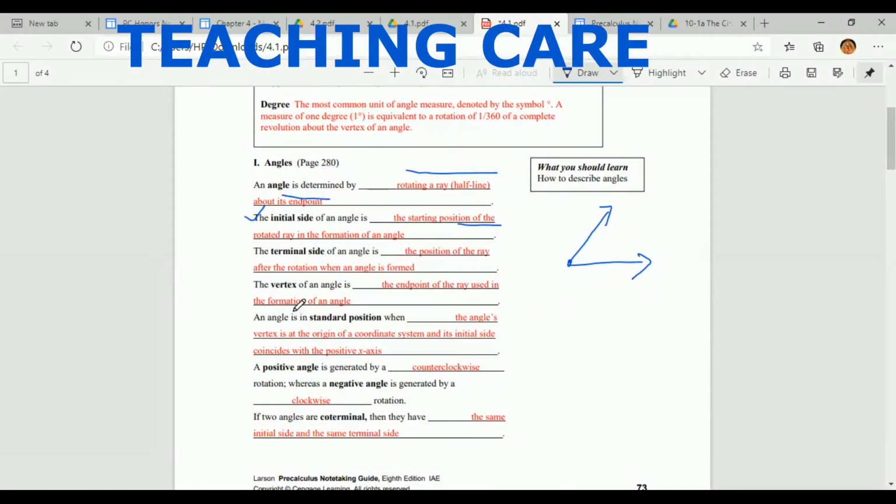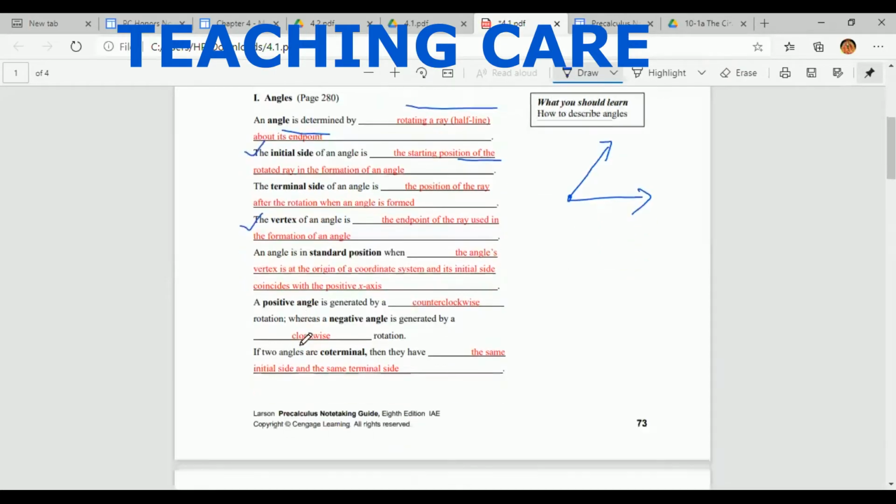Then coming to what is the vertex of an angle. Vertex is the endpoint of the ray, where an angle is formed. An angle is formed by joining two rays, and where the two rays meet at a common point, that common point is called the vertex. You understood, George?